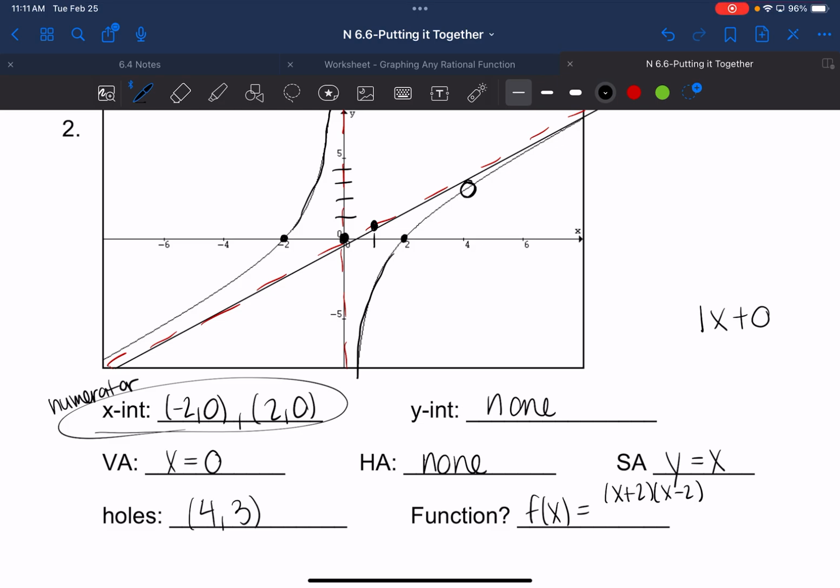Okay. How do I know what to put in the bottom? Vertical asymptote. Okay, so this right here tells us what goes in the denominator. So what am I going to put in the denominator? Just x, right? Okay. We said there was no y or horizontal. We did say we had a hole, though. If we've got a hole, what does that mean was in our equation? Something that canceled out. Okay, what canceled out to give us a hole at 4, 3? X minus 4. So I'm going to have an x minus 4 in the top and an x minus 4 in the bottom.